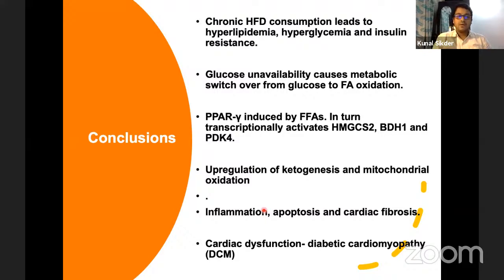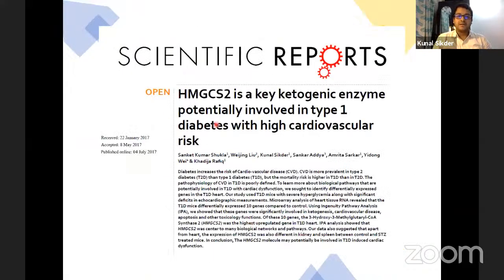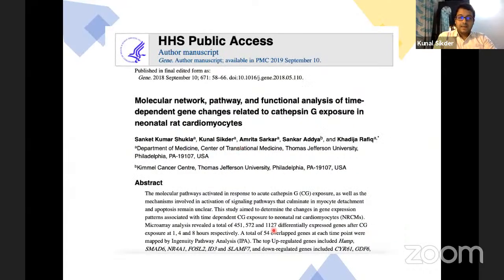Then we also studied this molecule further in type 1 diabetes, and we published this paper showing that HMG-CS2 is not only involved in the type 2 diabetic heart, but is also related to type 1 diabetes. This publication was in vitro, where we only focused on cathepsin G, which is very dangerous for the heart itself if the neutrophils are overactivated.